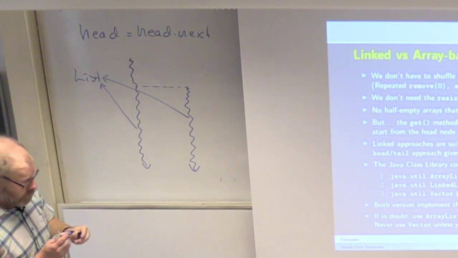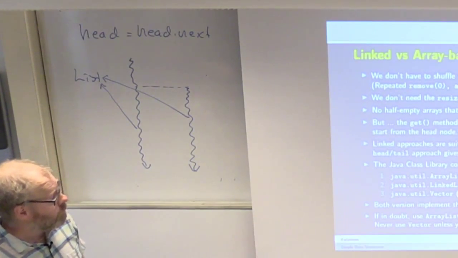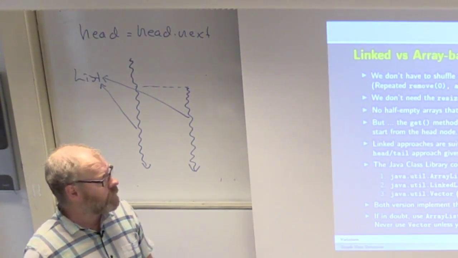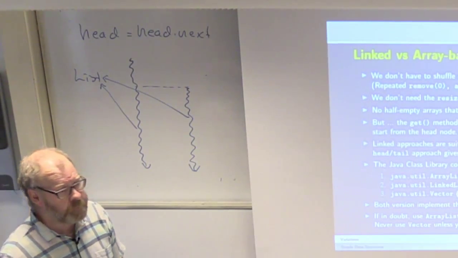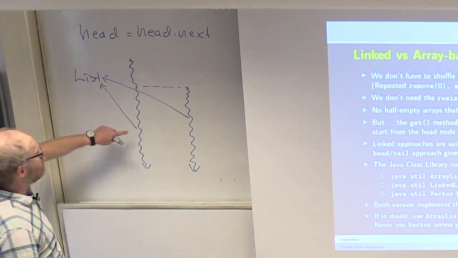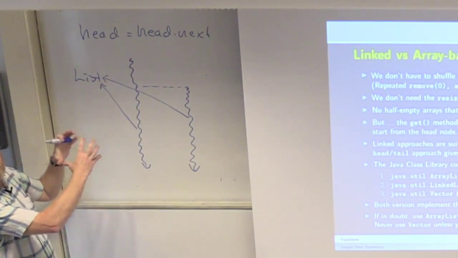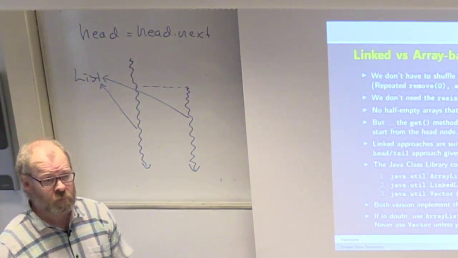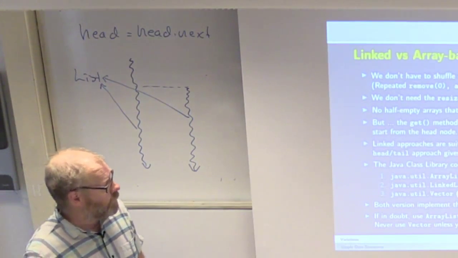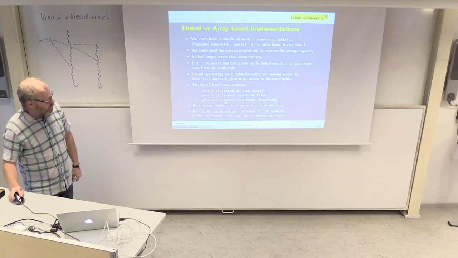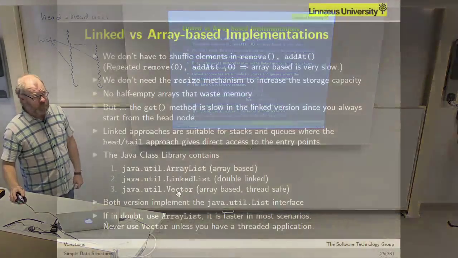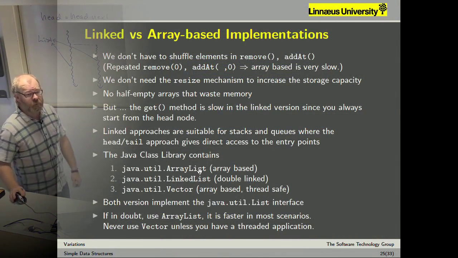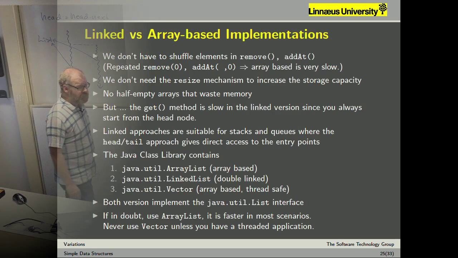And this, the Vector, is implemented just for this purpose. It is array-based, but it's also thread-safe. That means every time someone starts to use it, it blocks it and says, this is mine. No one else can use it. It makes it a bit slower. So if you are not using threads, there is no reason at all to use this one. Always use ArrayLists in most of your applications, which are not threaded. Okay.